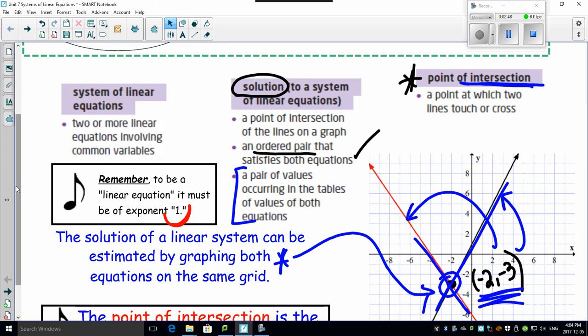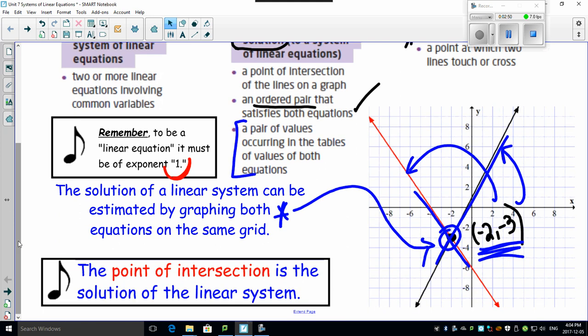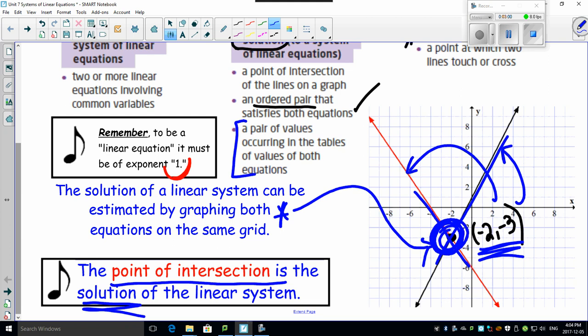So what you can put down here now is this. The point of intersection is the solution. That's simple. So point of intersection is a solution. In other words, that's what we're going to concentrate this entire unit on, finding that point. Wow. Okay, so let's go on here.